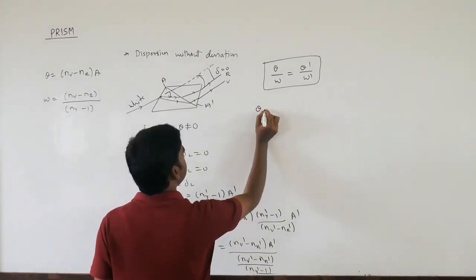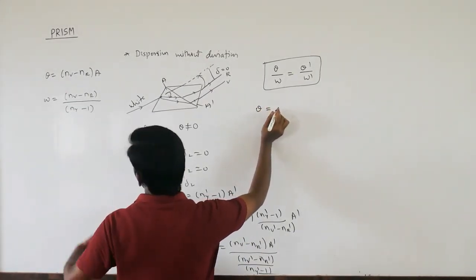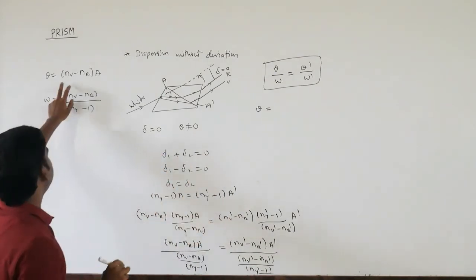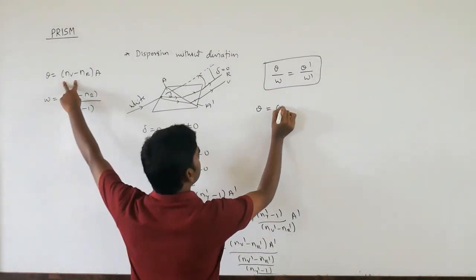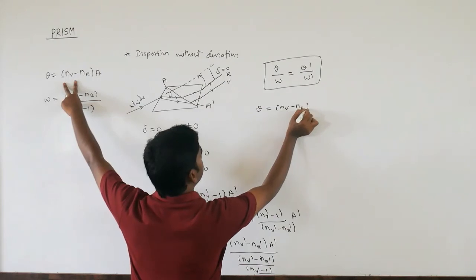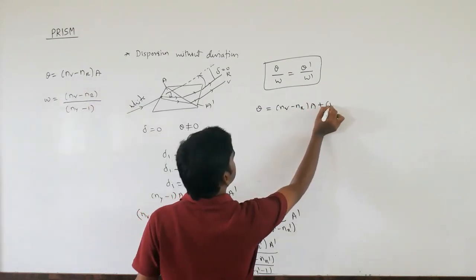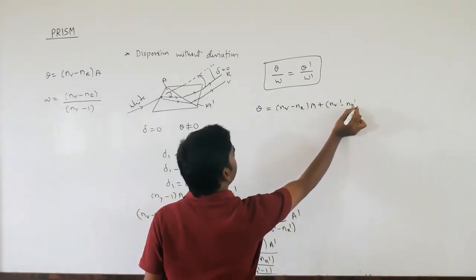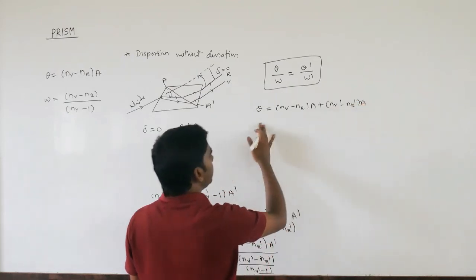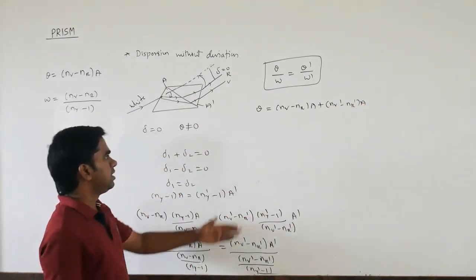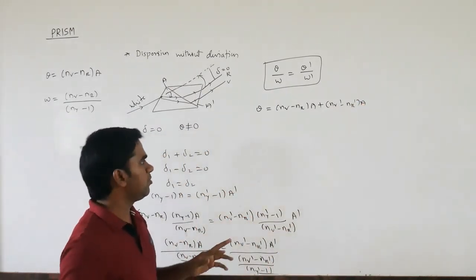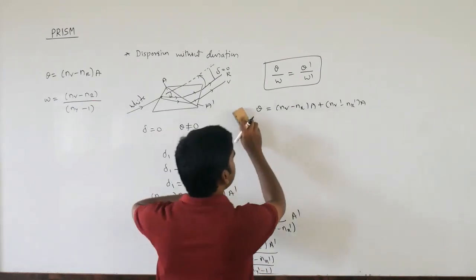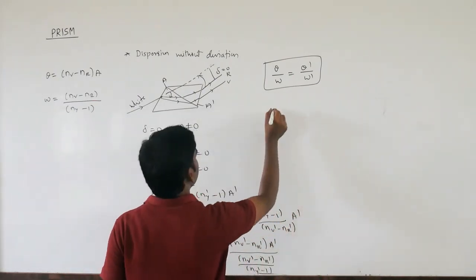Dispersion you can calculate easily. That is theta equals NV minus NR into A plus NV dash minus NR dash into A dash. That is the dispersion you can calculate, but most of the time we want the condition. Similarly, we have to derive one more condition.